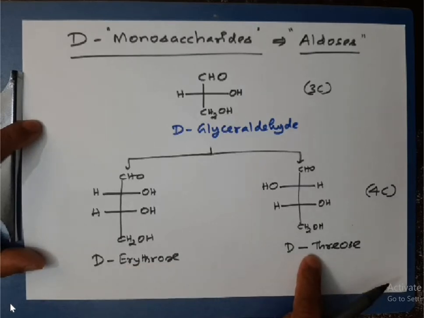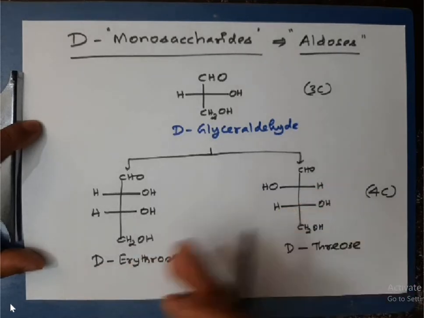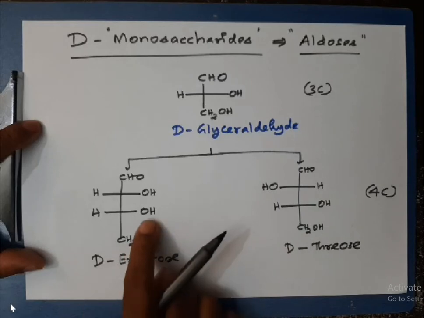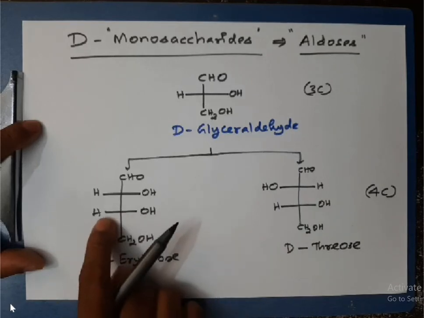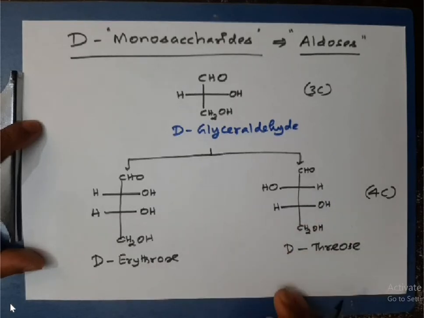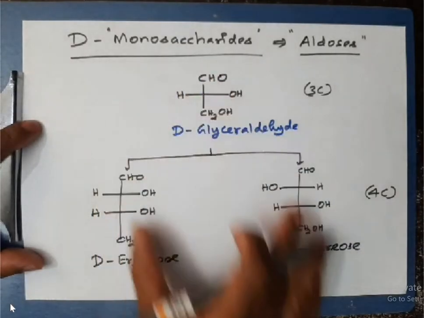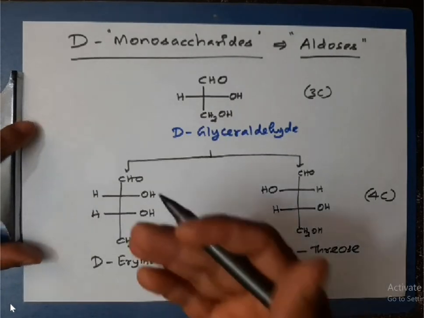Students, keep this in mind. Corresponding to D, we have L also. For L, you just shift these two groups. Put OH group in left hand side and hydrogen in the right hand side. You will get the corresponding L-threose. As I told you before, I am going to draw only D structures here. Now let me go to the next one.